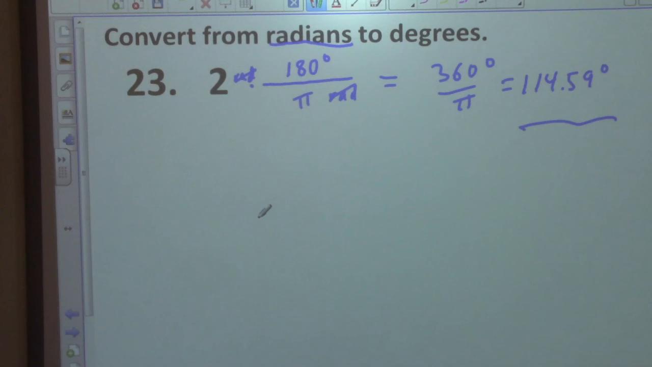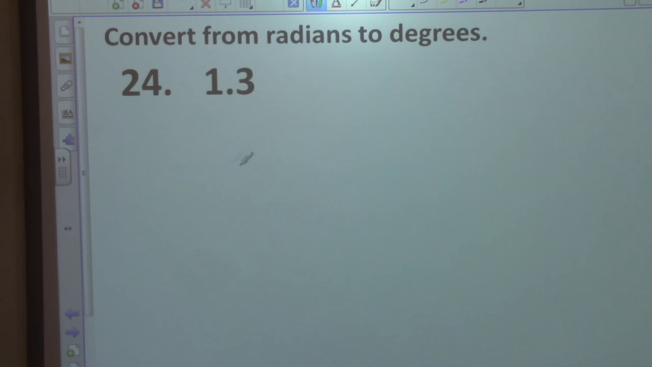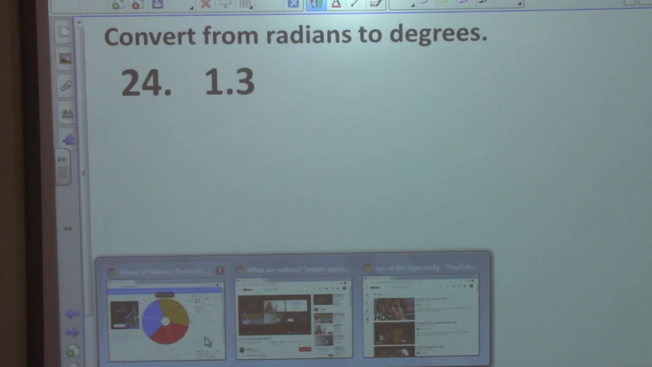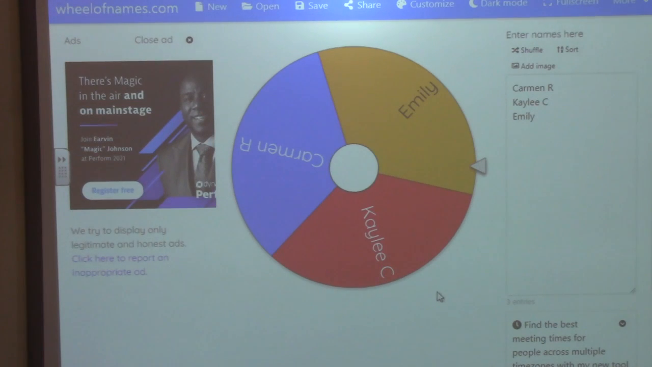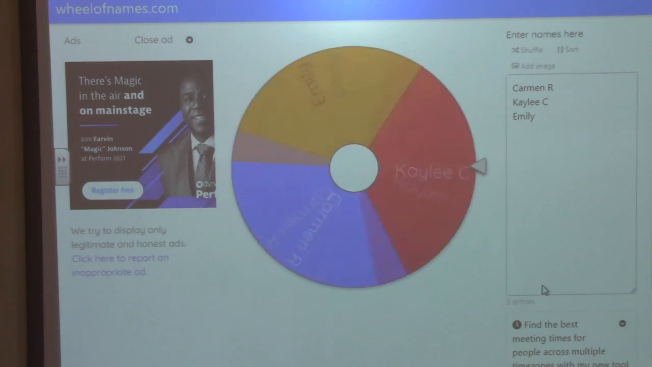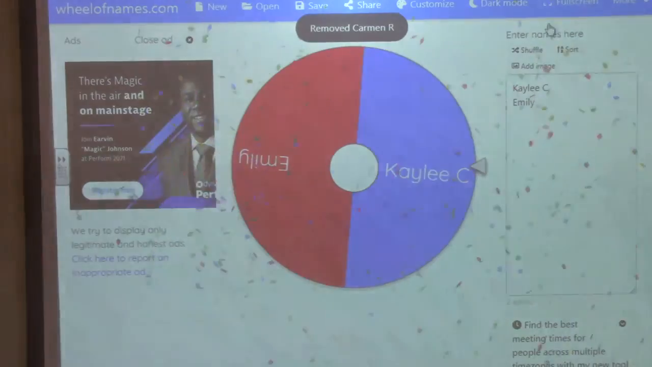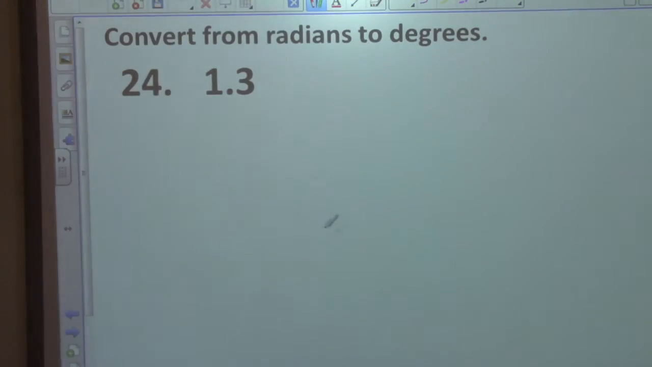Okay, I want to call on one last person to convert 24 for us. We'll wrap that up, be a good stopping point today. One out of three chance. It'll be Carmen, all right. Okay, Carmen, what did you get for 24?